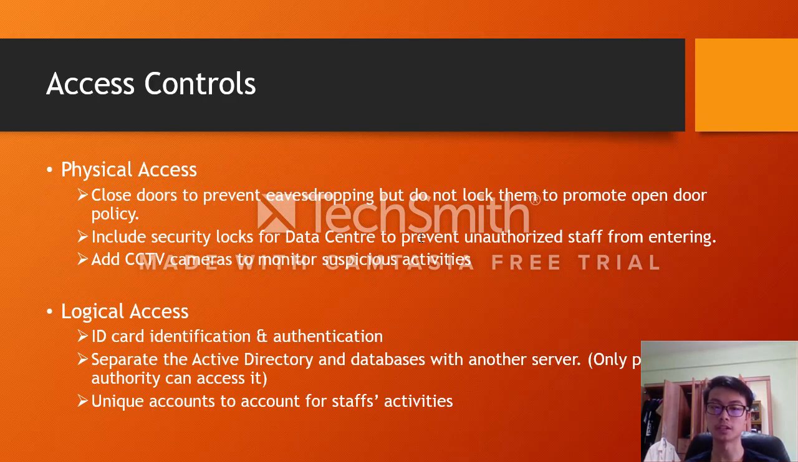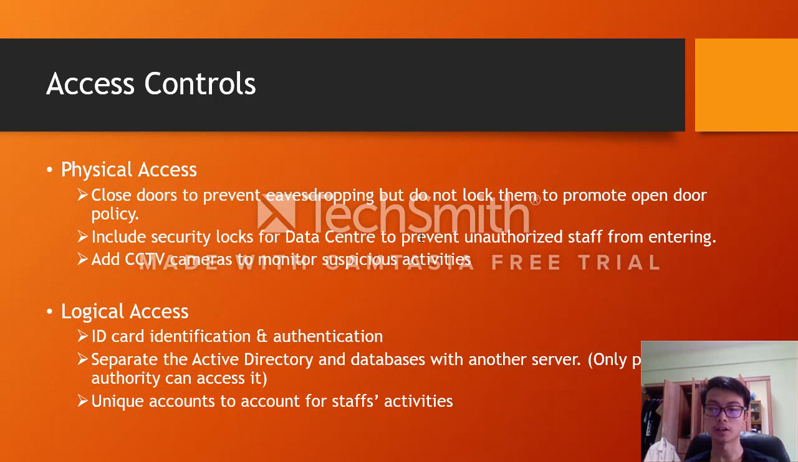Now for the access controls, there is physical access and logic access. Physical access includes closing of doors because the company promotes the open door policy, which means that there should be transparency in the company. So closing of the doors will prevent eavesdropping and peeking of contents from each other's computer. The data center, however, should be locked with security locks to prevent unauthorized staff from entering. CCTVs should also be installed to monitor for any suspicious activities or people that are wandering around the floor.